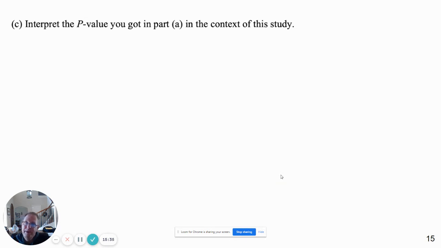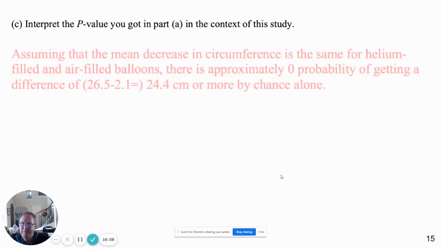Here's a good question. Interpret the p-value that you got in part A in context. So this brings us back to a question that we would have answered in chapter 9, interpreting p-values. This is something that students always need practice on. So remember, when we interpret a p-value, it is conditional on the null hypothesis being true. And the p-value is the probability of getting the sample result that we got. So here's how I write it out.